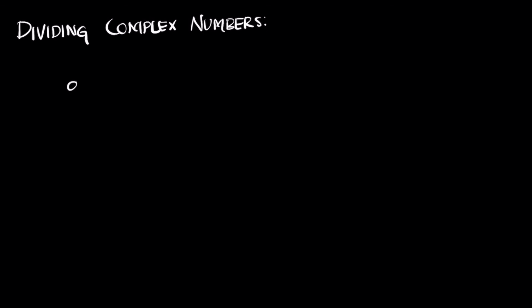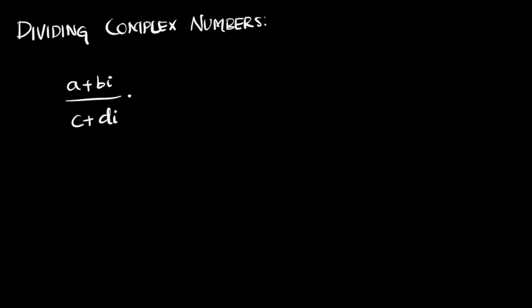Let's go to the next one, which is dividing complex numbers. So how do you divide one complex number by another? Let's take a simple example, let's say we have a plus bi divided by c plus di.